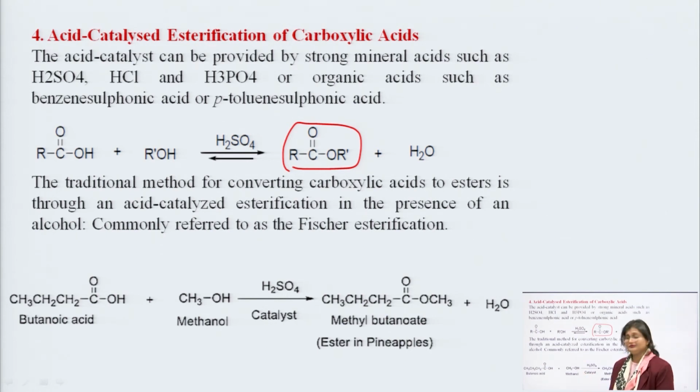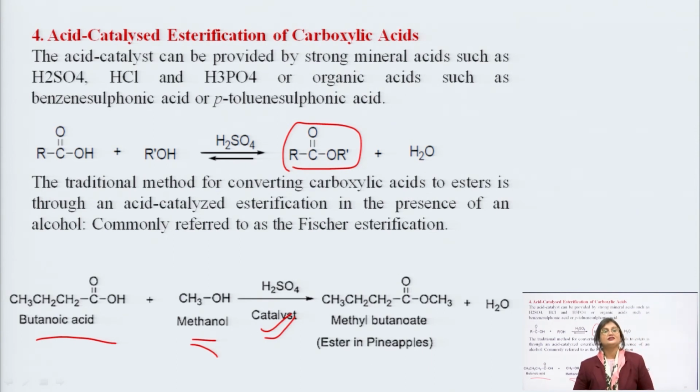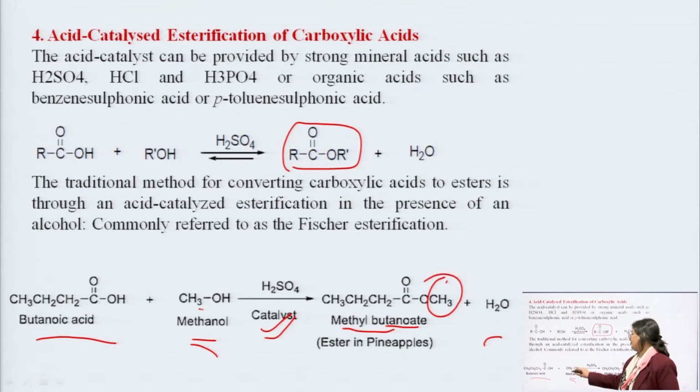What is happening here? Butanoic acid reacts with methanol or an alcohol in the presence of an acid, for example sulfuric acid, which is acting as a catalyst. The sulfuric acid here acts as a catalyst to form methyl butanoate, which is an ester. This CH3 group is obtained from the methanol and this is the parent acid.